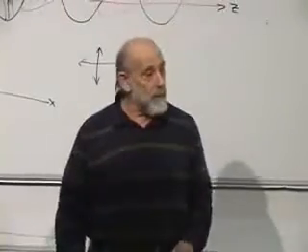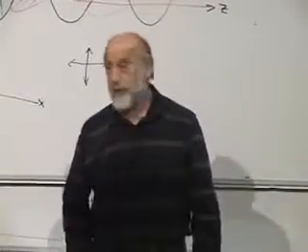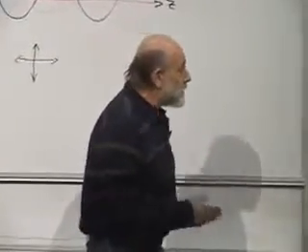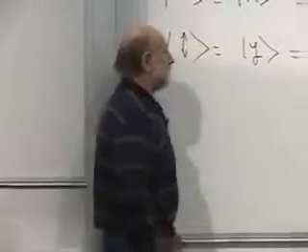This is a very simple system, much simpler than the particle on a line. That's, of course, because we're ignoring the motion of the photon. We're just dealing with the polarization of it. Just two possibilities.